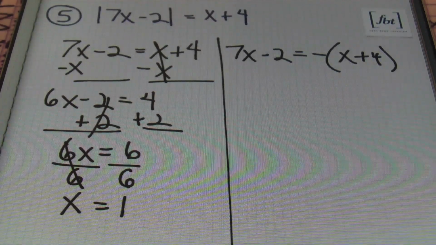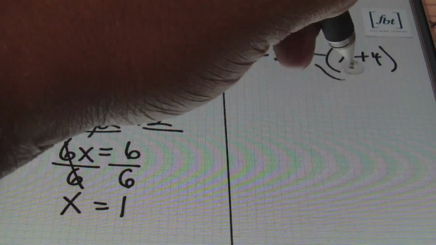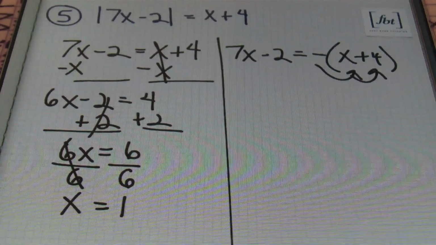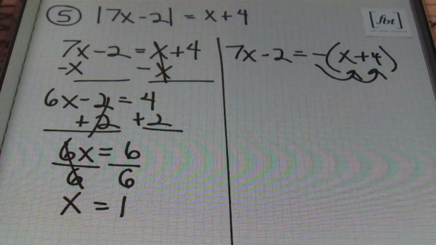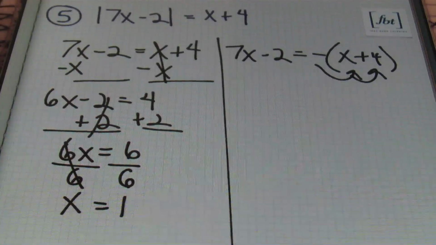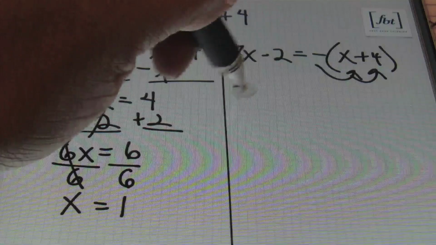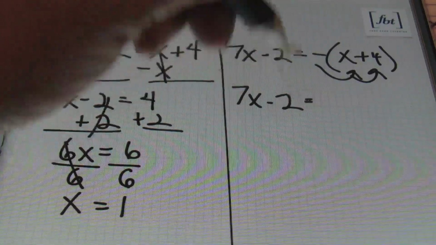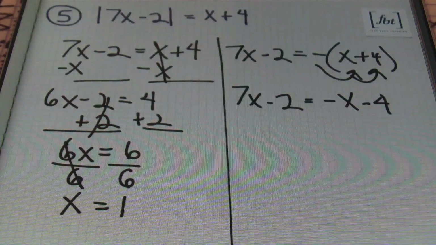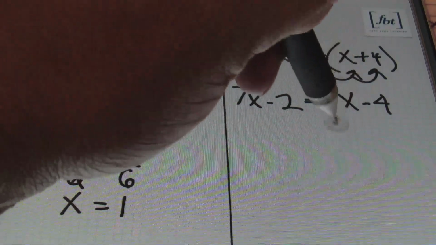Looking at the second equation, I need to distribute this negative into the parentheses. So I'm going to get my arrows popping. Anytime I use the distributive property, I need to remind myself whatever value I have on the outside of the set of parentheses needs to be multiplied with everything on the inside. So I'll be bringing down my 7x minus 2, which equals negative x minus 4. From there, I'm going to be adding x to both sides of my equal sign.